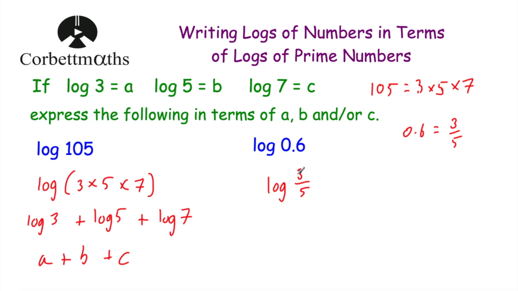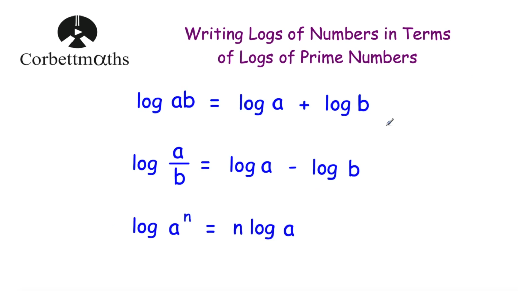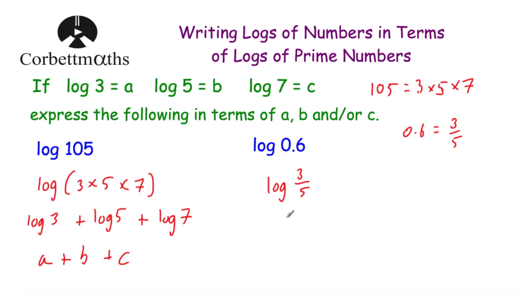So I'm now going to split this up. Remember that log A over B will be equal to log A minus log B. Going back to our laws of logarithms, log of A over B is equal to log A minus log B. So here I'm going to write this as log 3 minus log 5. And the log of 3, well, that's A, and then the log of 5, that's B. So the answer would just be A minus B.